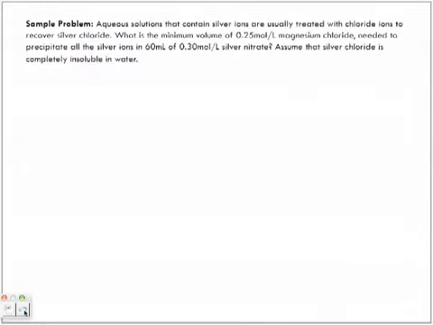Next sample problem. Aqueous solutions that contain silver ions are usually treated with chloride ions to recover silver chloride. What is the minimum volume of 0.25 moles per liter of magnesium chloride needed to precipitate all of the silver ions in 60 milliliters of 0.30 moles per liter of silver nitrate? Assume that the silver chloride is completely insoluble in water. So that's going to be our precipitate. One change I want to make to this question is to change the 60 milliliters to 60.0.